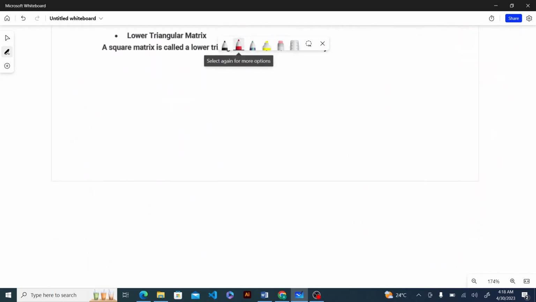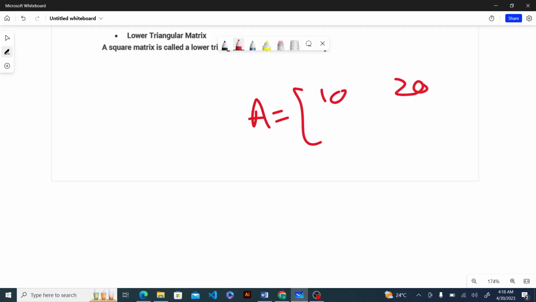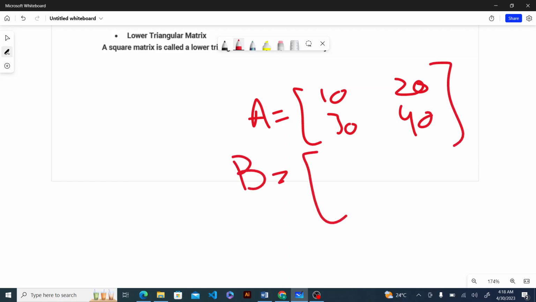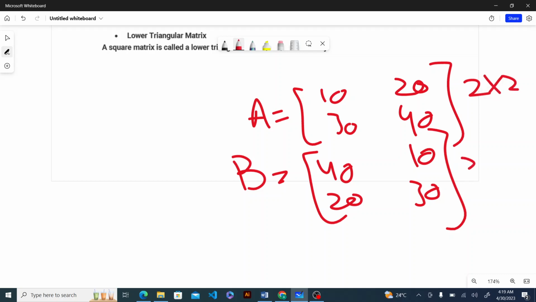Let me give you one example for clarification. Like if we have two matrices, A with 10, 20, 30 and 40 as its elements. On the other hand, we have the same elements but in different order, like 40 is here, 20 is here, 10 is here, and 30 is here. They have the same order, 2 into 2, 2 into 2.